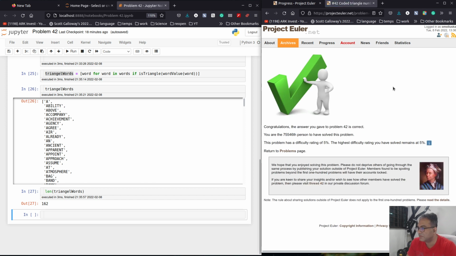Okay, so this one was also pretty simple, and we finished the entire thing in about 20 minutes. So it's one of those simpler problems that we solved today.